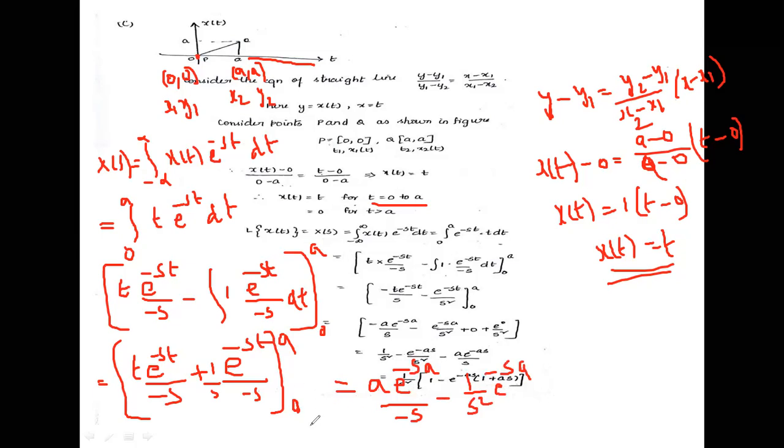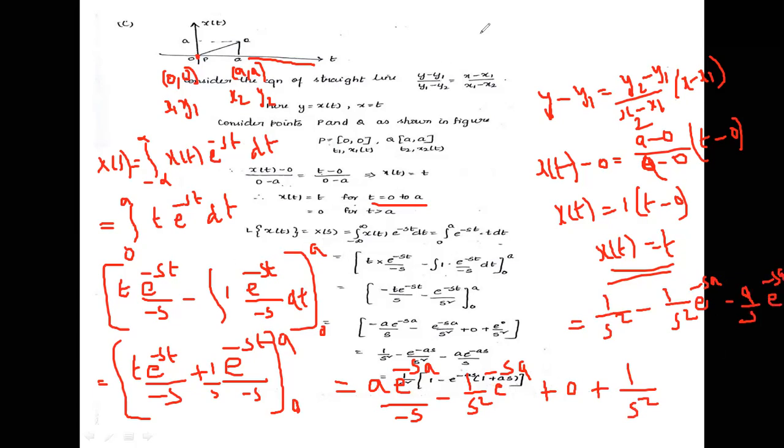Now substitute the lower limit. The minus becomes plus, t is 0, and the minus is already there, so that also gives a plus 1 by s square, because e power 0 is 1. What is the expression we got? 1 by s square minus 1 by s square into e power minus sa, and minus a by s e power minus sa.